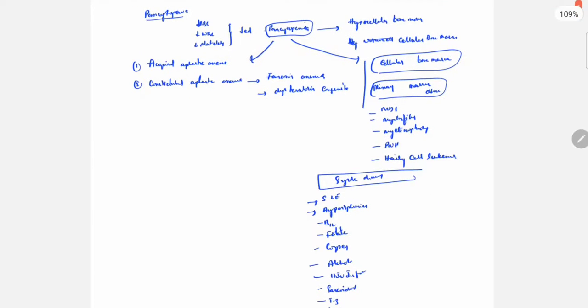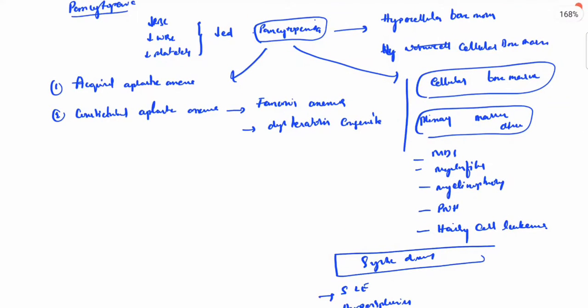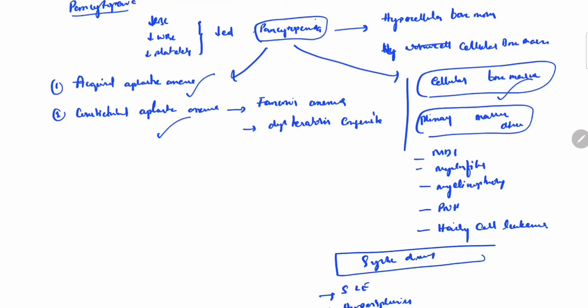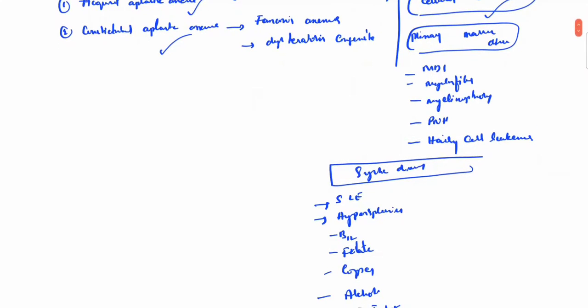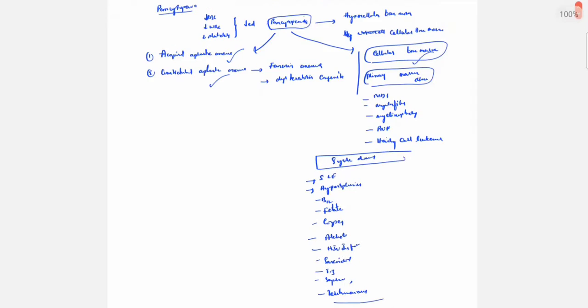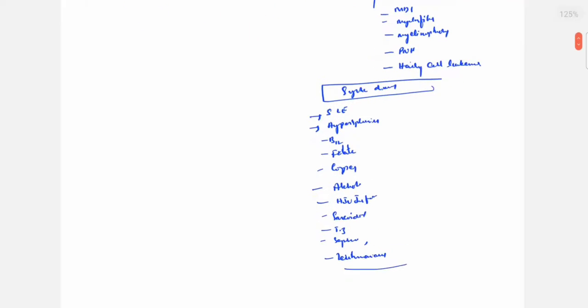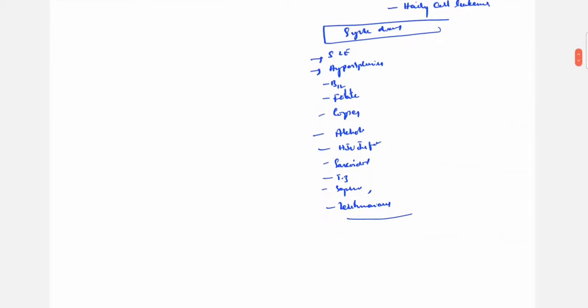So whenever there is pancytopenia, and if it is hypocellular, we look for acquired aplastic anemia and constitutional aplastic anemias and some other disorders, but most commonly we look for acquired and constitutional aplastic anemias. And when there is pancytopenia with cellular bone marrow, the causes may be primary marrow diseases like myelodysplastic syndrome, myelofibrosis, myelophthisis, PNH and hairy cell leukemia, and systemic diseases like SLE, hypersplenism, B12 deficiency, folate deficiency and copper.